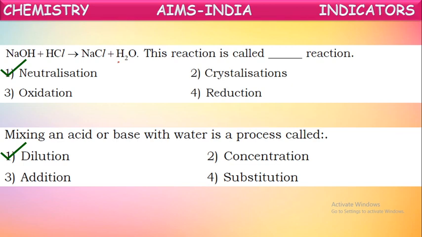This dilution process should be done very carefully, as we discussed. What did we say about it? We should add acid or base slowly to water with continuous stirring. Then we get a dilute acid or base. But we should never add water directly to concentrated acids and bases. They may cause an explosion. So always we have to add acid or base to the water slowly and with continuous stirring so that we get a diluted acid or base. So here, the addition of water to acid and base is called dilution.